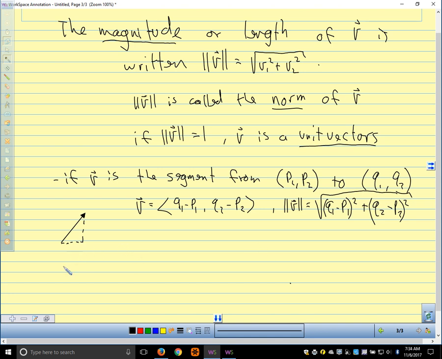If c is a scalar, the magnitude of cv is the absolute value of c times the magnitude of v. So c just multiplies the magnitude by the absolute value of whatever that scalar is.